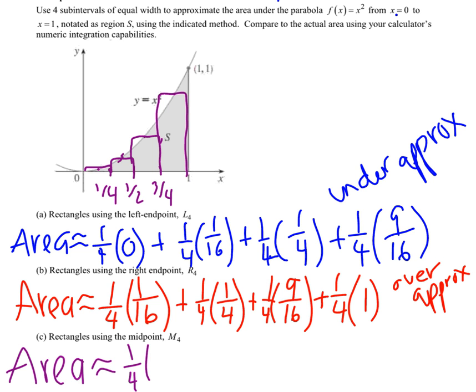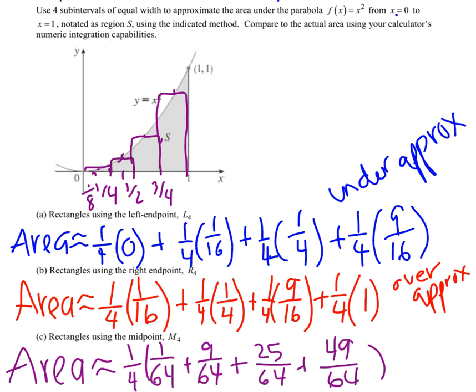1/4. This time, instead of writing 1/4 a bunch of times, I'm just going to factor it out. Okay, this time the height of this rectangle is determined by plugging 1/8, our midpoint, into the function. So that would be 1/64. The next height of that rectangle would be found by plugging in 3/8. Okay, this height would be 5/8. And the last height would be plugging in 7/8. Okay, so again, go ahead and get a decimal for that.